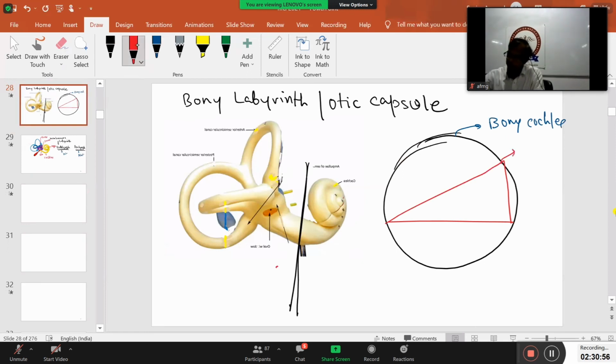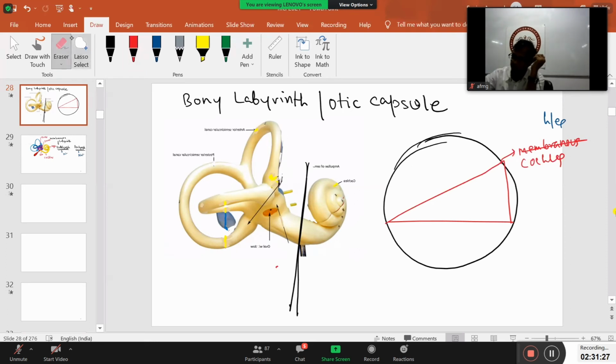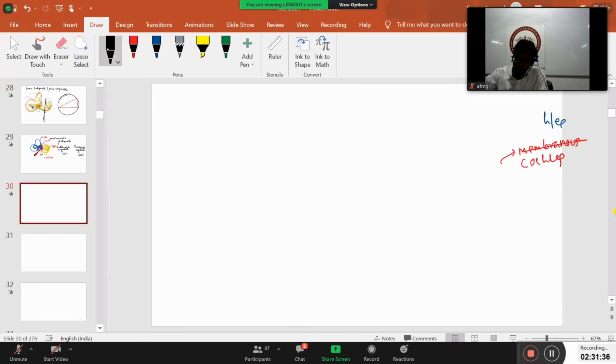And this is your membranous cochlea. Outside is bone, inside is membrane. This is the cut end. If you cut and see, this is how it looks. Now, because the membrane is triangular, they have names. So I'll draw another diagram, a similar diagram.